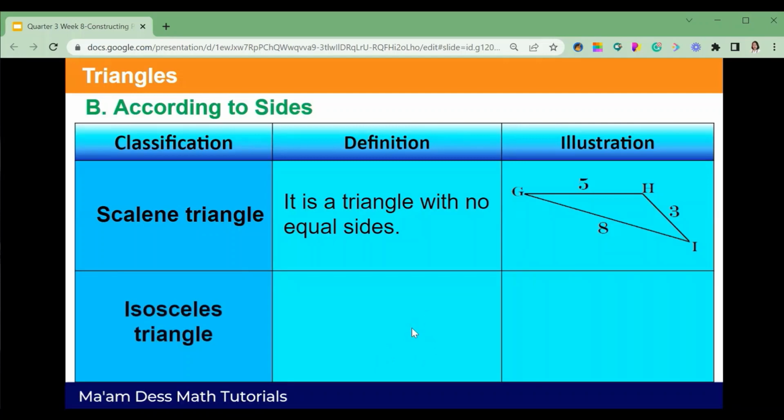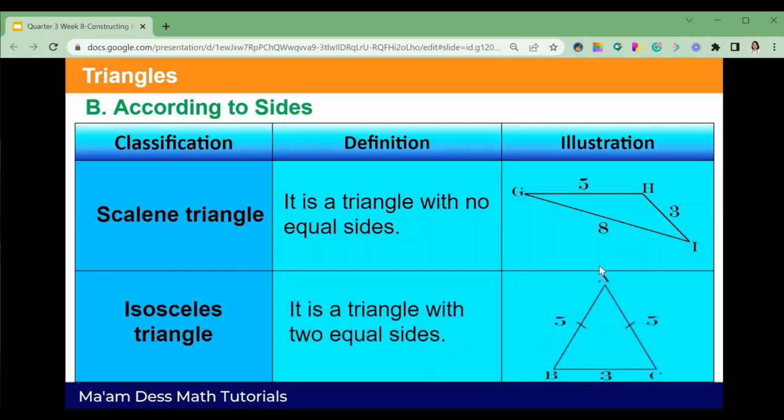Isosceles triangle. What do you mean by isosceles triangle? It is a triangle with 2 equal sides. As you can see from this triangle ABC, we have 2 sides congruent or equal. Sides AB and AC measure 5, and for side BC, we have 3.